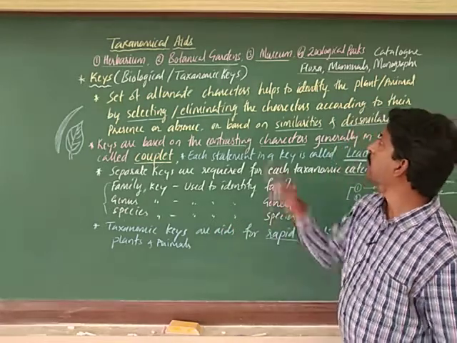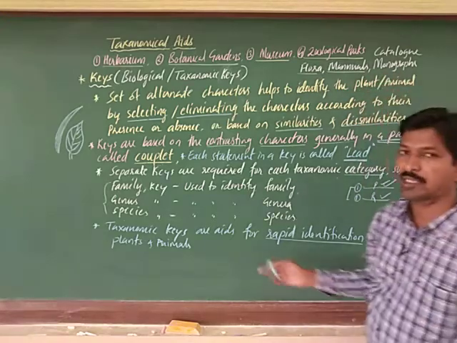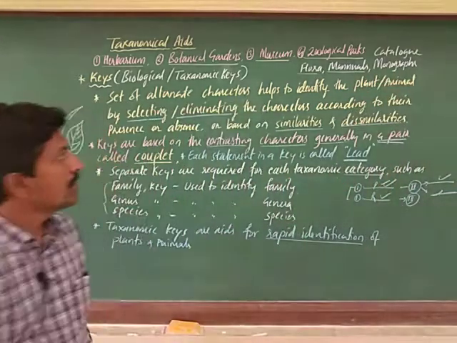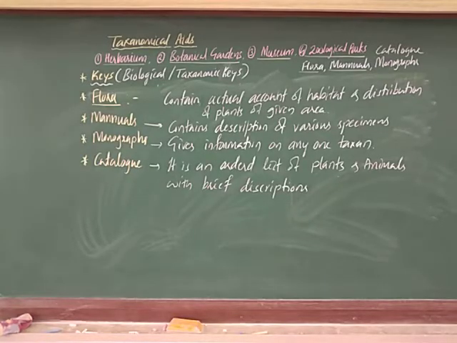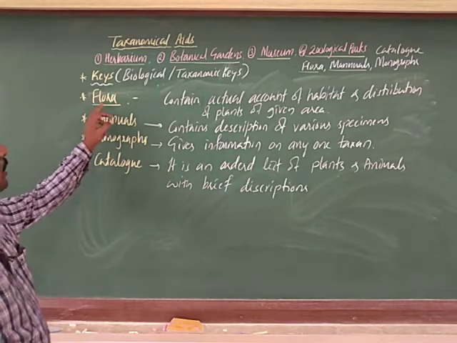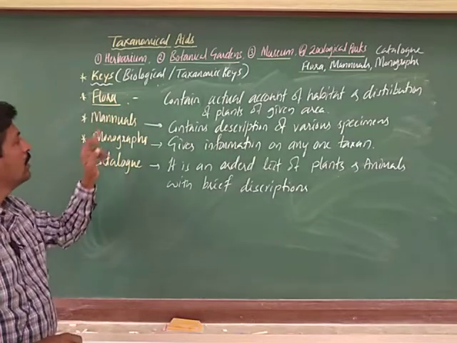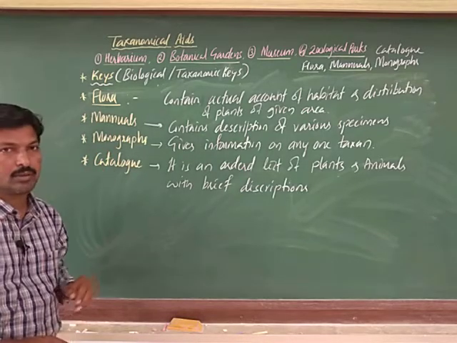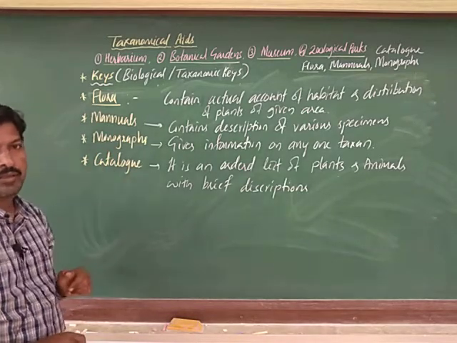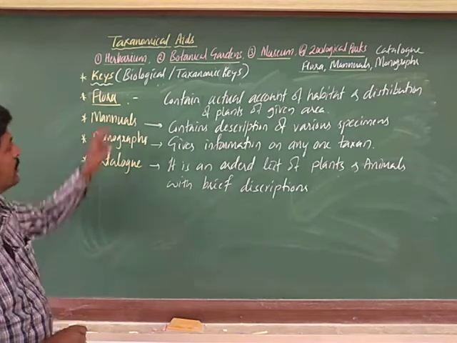So, the remaining aids like flora, manuals, monographs and catalog, let us see that also. First one, that is flora, okay. Flora we will discuss now. Yes, see here students, the other taxonomical tools or aids, that is flora, manuals, monographs and catalog. So, these are also required for identification, understood.